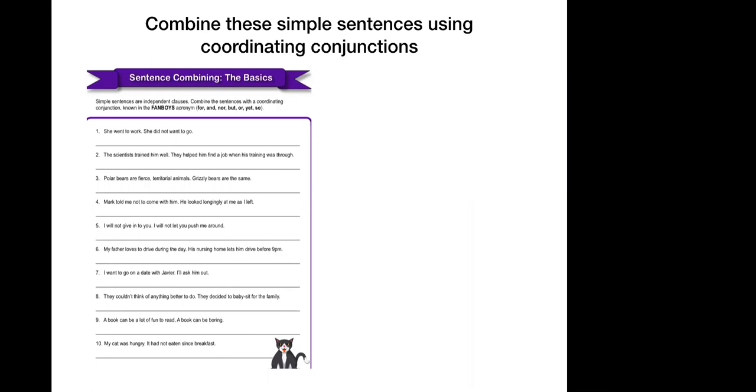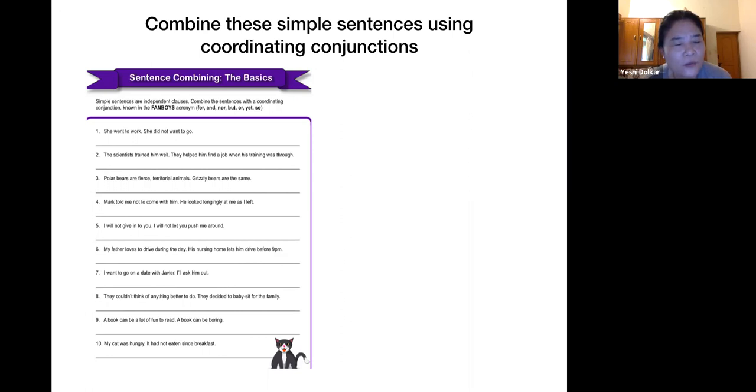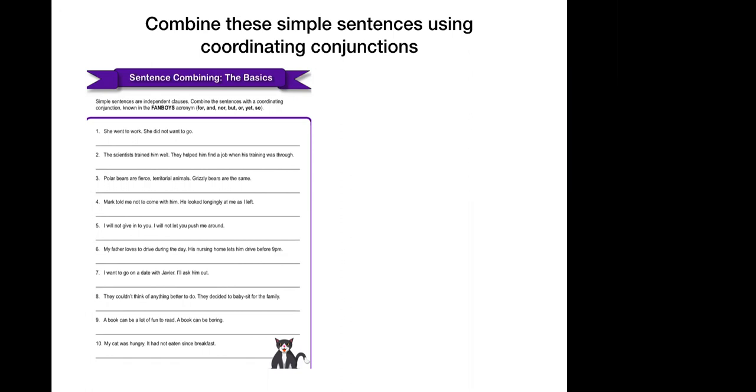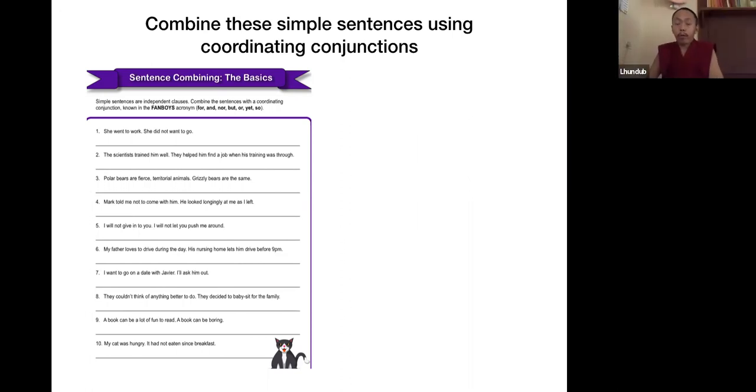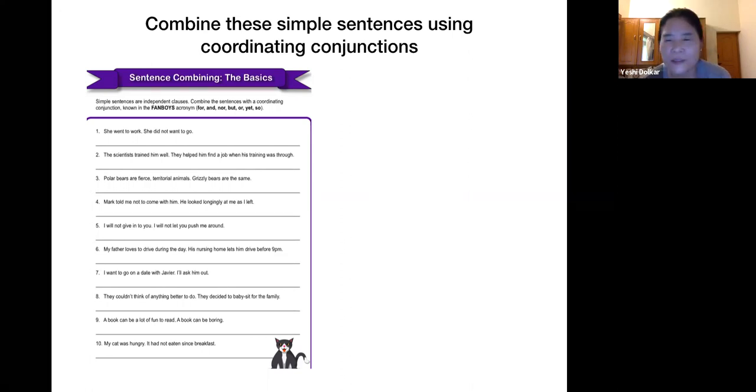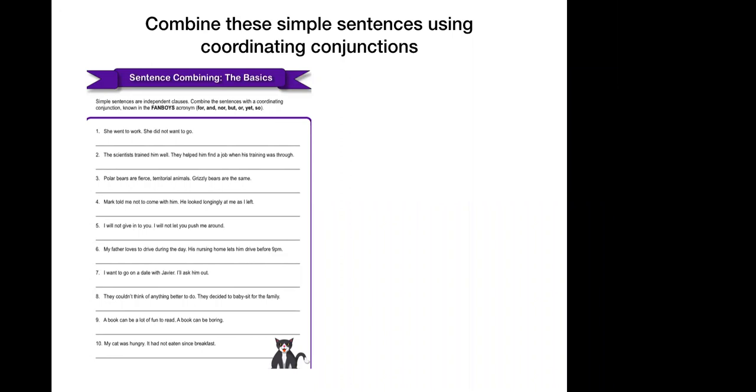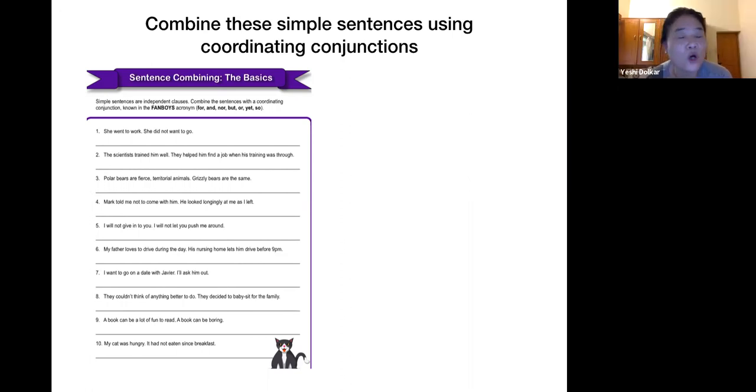A book can be a lot of fun to read. A book can be boring. Okay. A book can be a lot of fun to read, or a book can be boring. Okay, so or is a good one there. Okay, what about number 10?